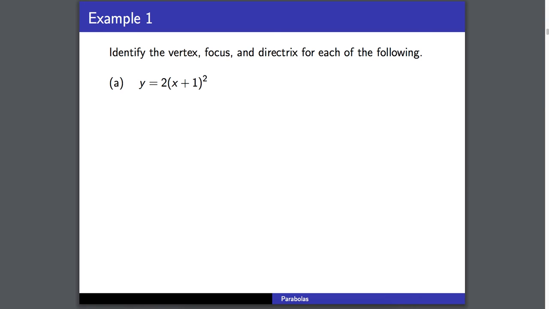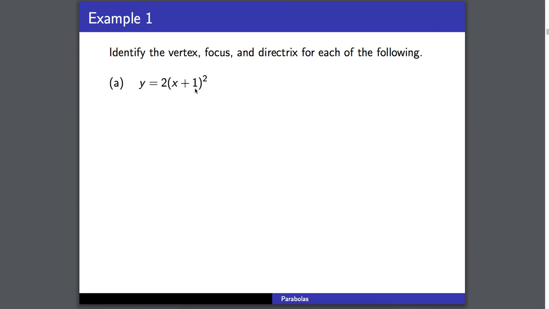Okay, in this video we're going to take a look at identifying the vertex, focus, and directrix for each of the following. So we're going to start with part A, y equals 2 times the expression x plus 1 in parentheses squared. Now we can get the vertex from the equation. This is also a plus 0 at the end.